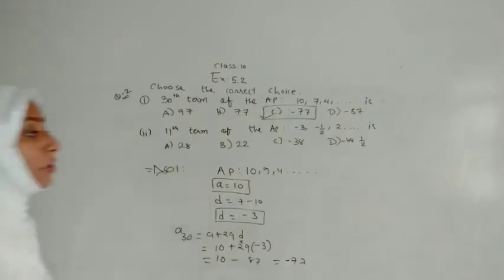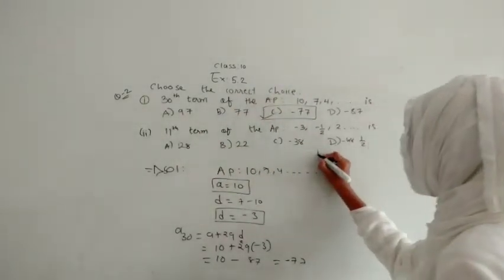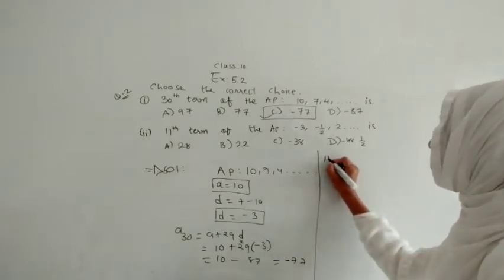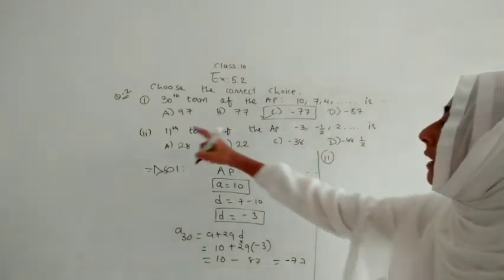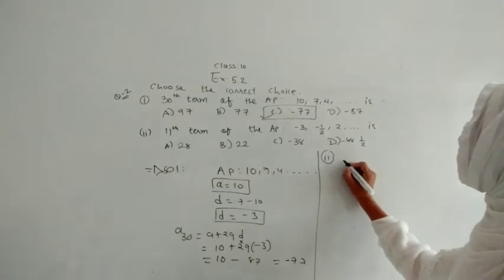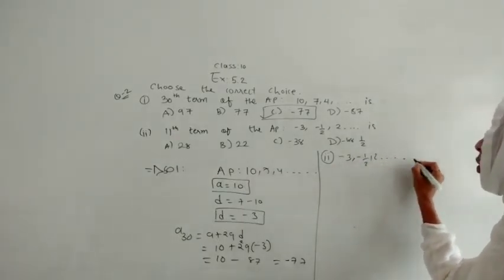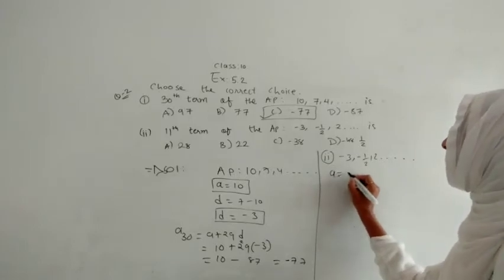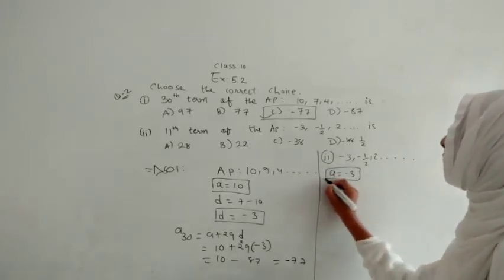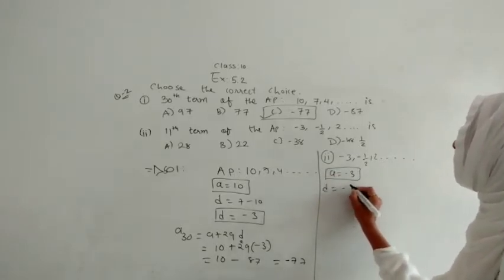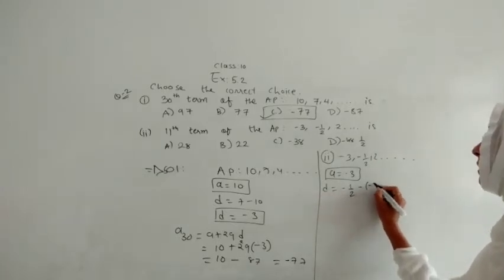I hope you understood. Now here let me solve the another question, that is question number 2. In it, what is given? AP is given minus 3, minus 1, 2 and so on. So in that, what is A? That is minus 3. What is D? That is minus 1 by 2 minus minus 3.